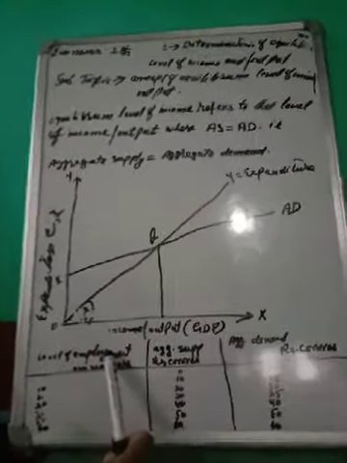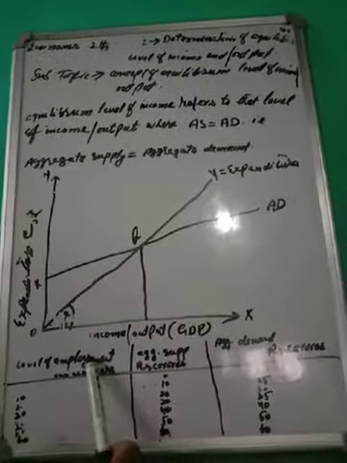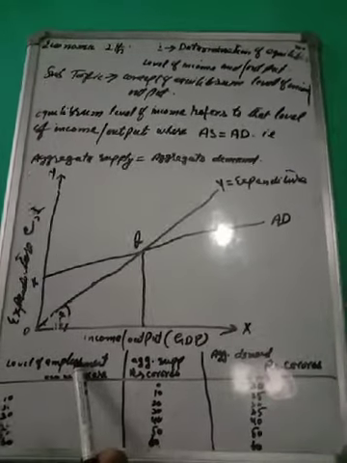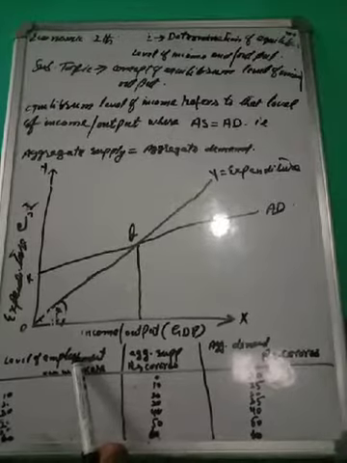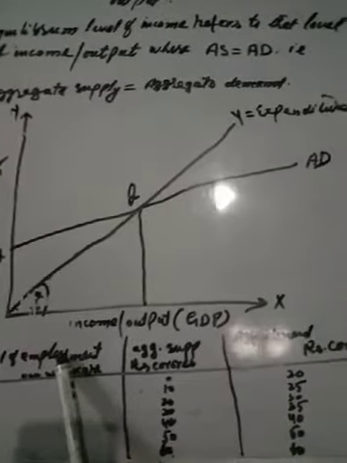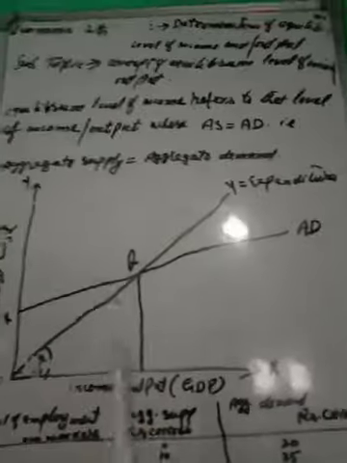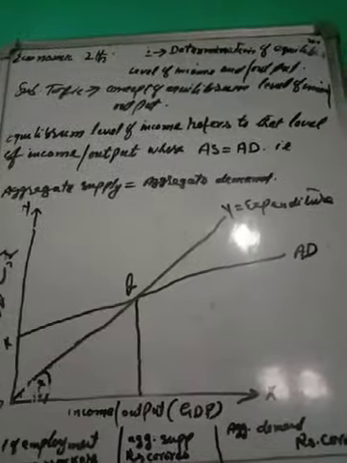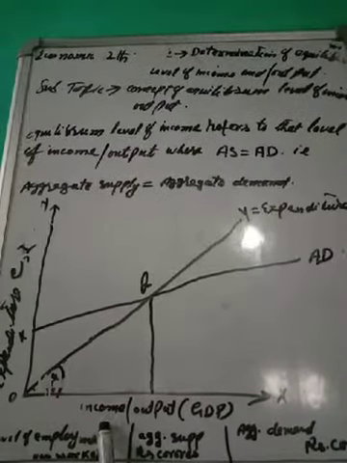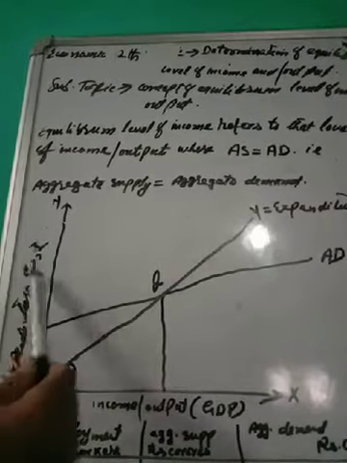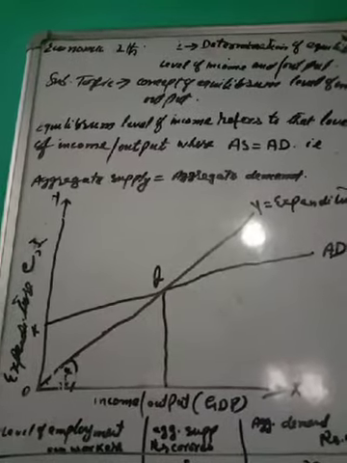So, dear students, the same as AS is equal to AD, I will try to explain this same topic, equilibrium level of income and output, GDP, through graphic representation. Dear students, this is the OX axis and OY axis. On the OX axis is income or output, that is GDP, and this is expenditure, C and I, consumption and investment.